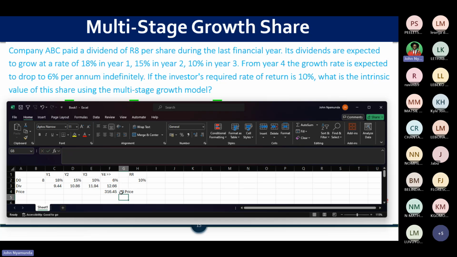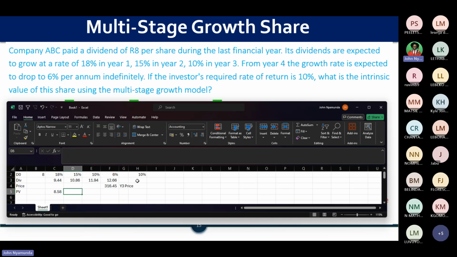Okay. Now we have all the factors. Now what's left is to find our present values, PVs. Okay. So what is the present value of 944? We are going to say equals to 944 divided by, open bracket, 1 plus this required rate of return 10%.